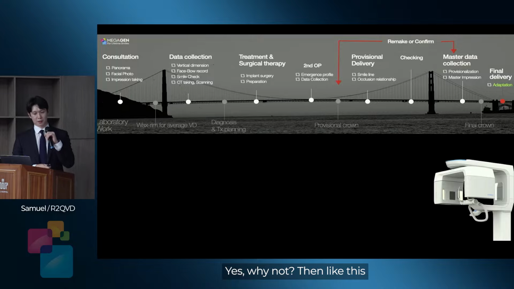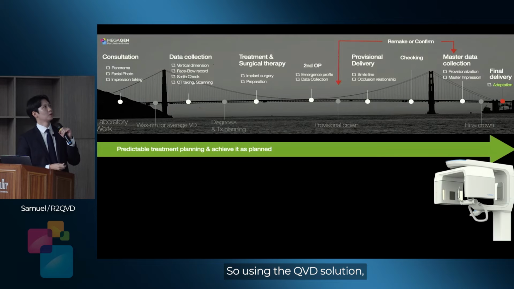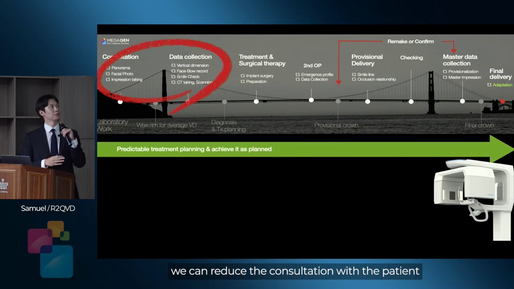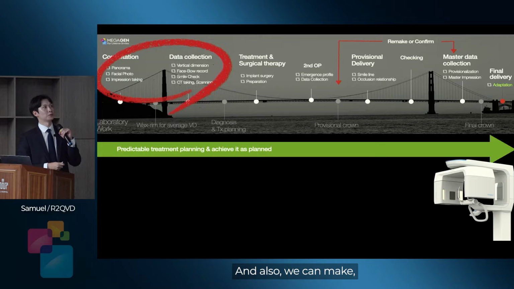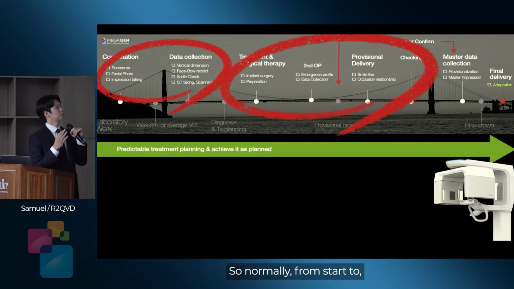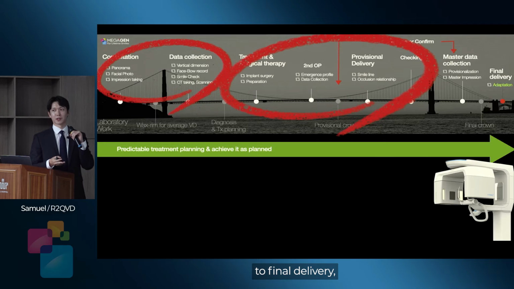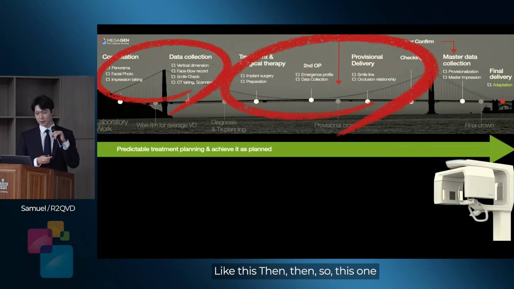Then like this. So using the QVD solution, we can reduce the consultation with the patient and data collection to one time. And also we can make surgery to delivery one time. So normally from start to final delivery, the patient has to visit 8 times, but using this one, we can make it half. Like this.